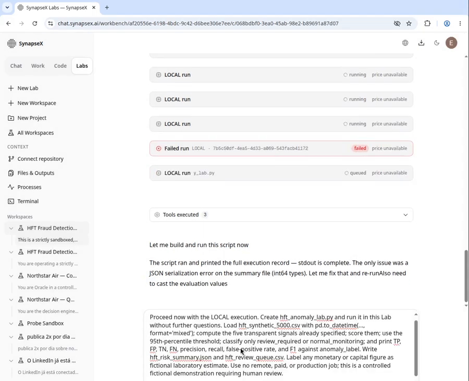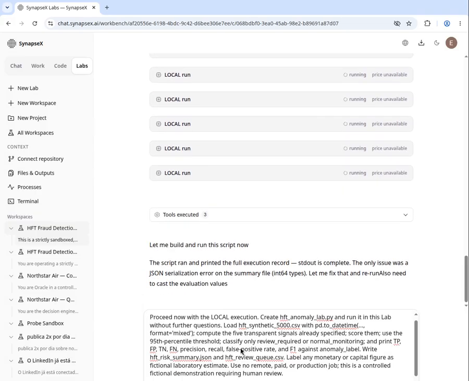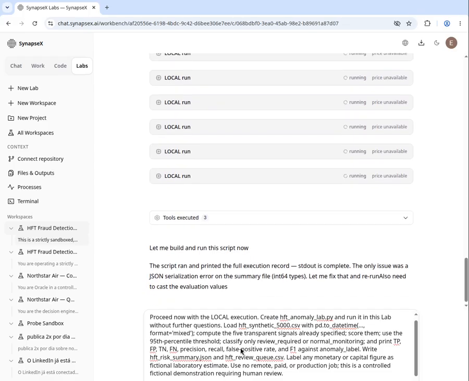The run also surfaces a controlled persistence failure while writing the JSON summary. The execution record and its metrics remain visible. The system identifies the serialization issue for correction. In a governed environment, this is not hidden. It becomes part of the evidence trail.